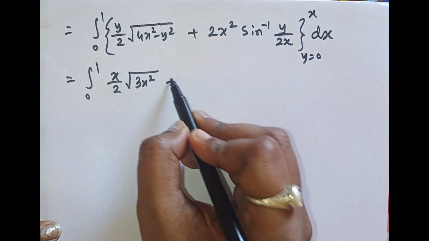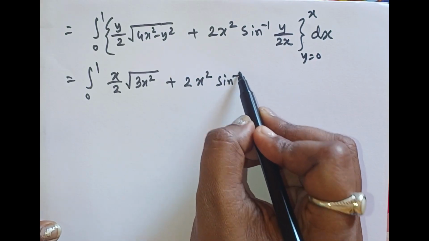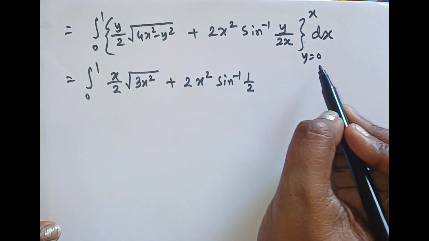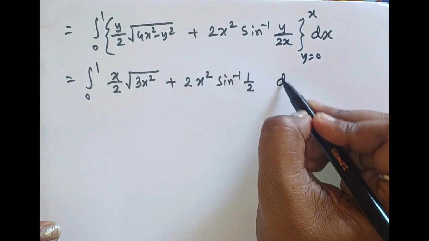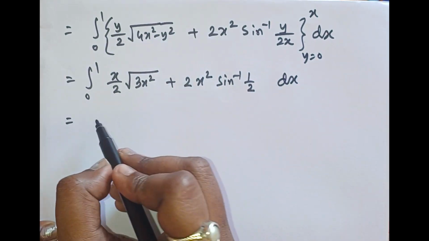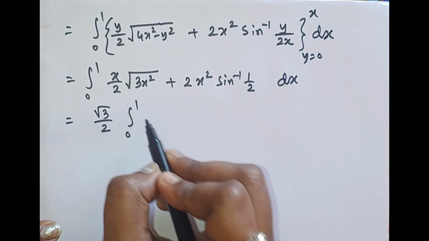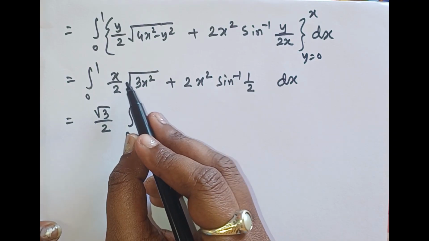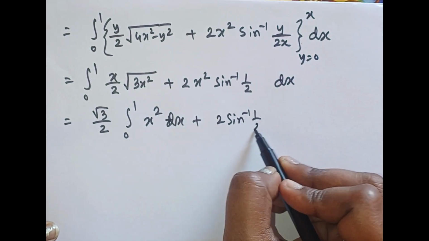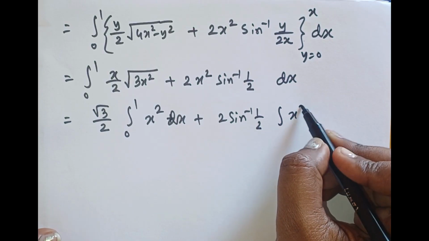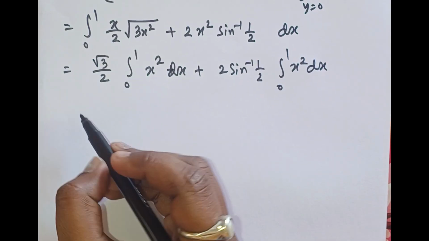This will be 3x square root of, plus 2x square sine inverse x by 2x is 1 by 2, and if we put y equal to 0, this part will be 0, also sine inverse 0 is 0. Now integration 0 to 1 root 3 by 2 x and x square dx plus 2 sine inverse 1 by 2. Actually we can put the value of sine inverse 1 by 2 and then x square 0 to 1 dx. Okay, we will be putting in the next line.